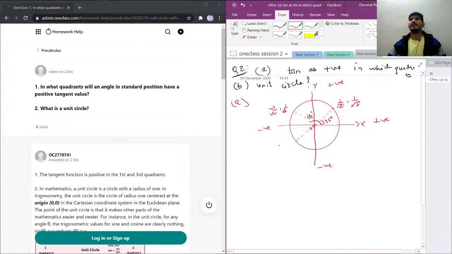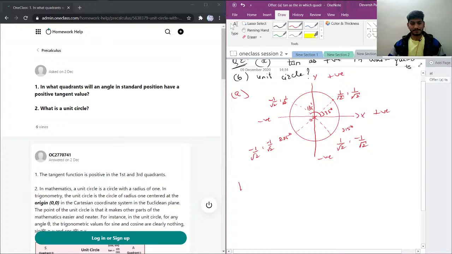Here it will be, I think it is going to be 225 degree, and my x and y both are going to be negative. And here this is going to be 315 degree, and here my y coordinate is going to be negative because this is the negative y-axis. So my x and negative of y.